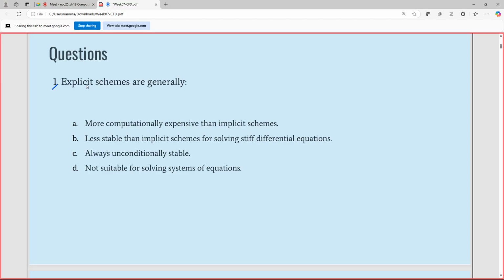The question is asking for the general expression for explicit schemes. So explicit schemes are generally which of the following? Option A: computationally expensive than implicit schemes. Option B: less stable than implicit schemes for solving stiff differential equations. Option C: always unconditionally stable. Option D: not suitable for solving system of equations. You can try to answer the question.